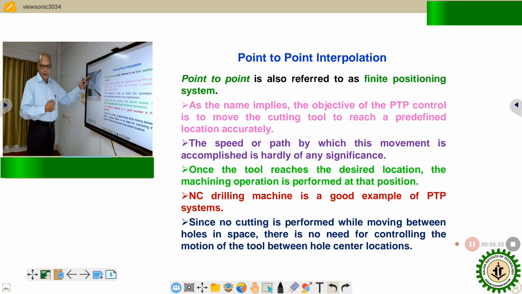The name suggests that we are interested in the correct achievement of the position from one point to the target point.